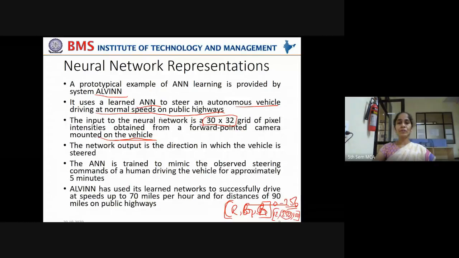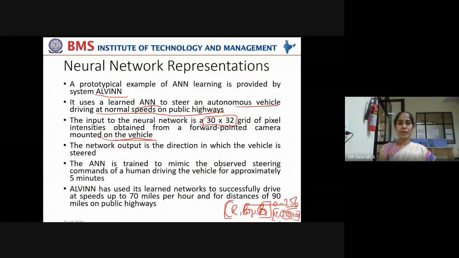Okay, now in this case, let us come back. The input to the neural network is a 30 by 32 grid of pixel intensities obtained from a forward pointed camera mounted on the vehicle. The camera on the vehicle is trying to capture the images it comes across, and that is transformed into a 30 by 32 grid of pixels and given as input to the neural network, which further processes it and immediately guides the vehicle to go in a particular direction. Right? We'll go into depth on this example. You will understand very well on that.